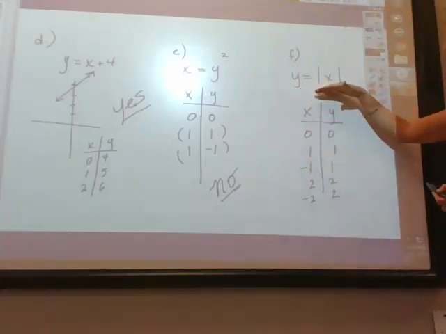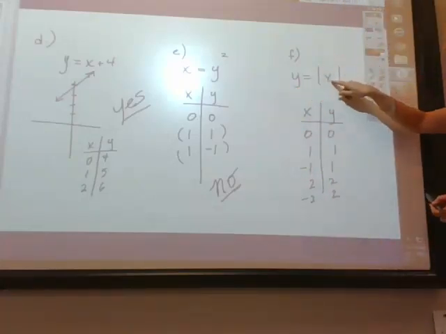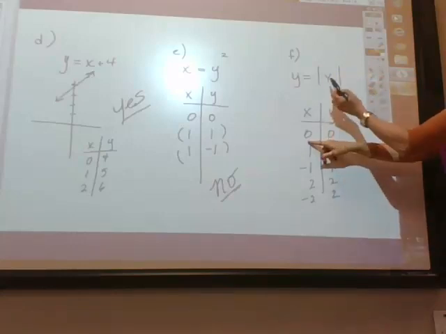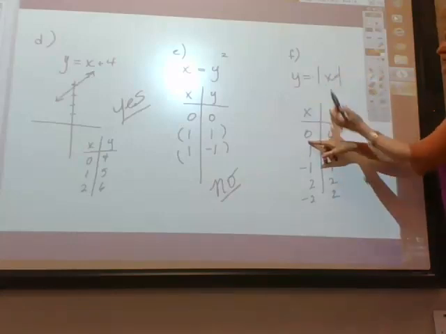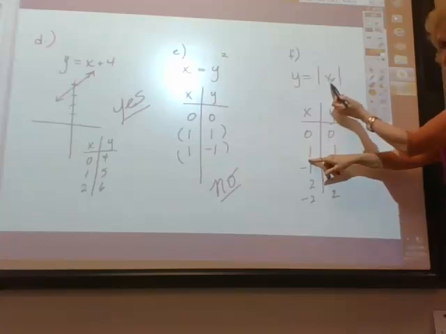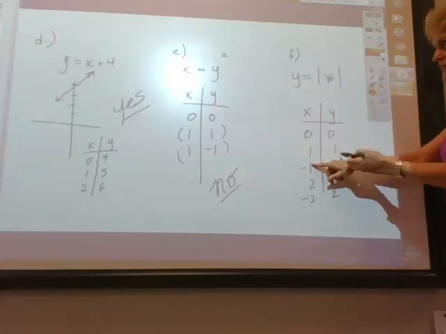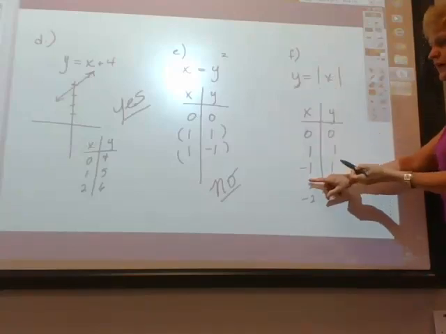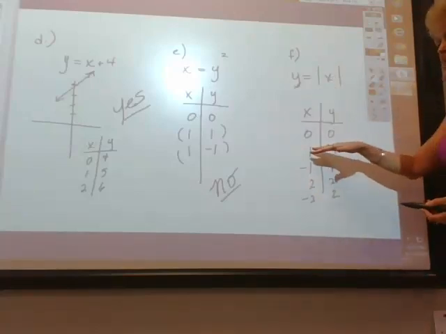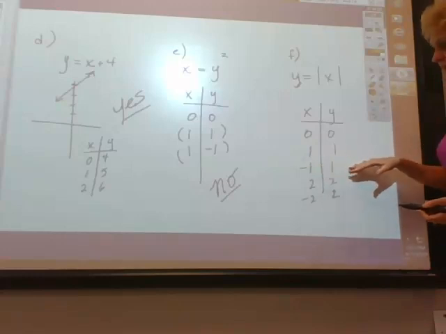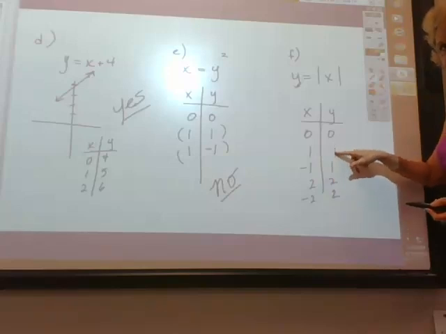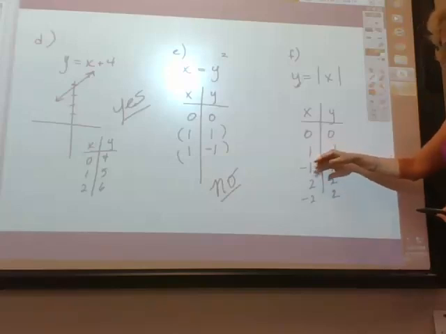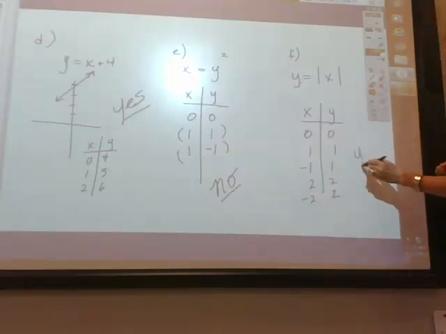This one, y equals the absolute value of x. I'm going to plug in values for x. 0, absolute value of 0, 0. If I plug in 1, the absolute value of 1 is 1. Plug in negative 1, absolute value is 1, and so forth. So here, every x is matched with its own y. Okay, two people can be the same height. This is legit, not the other way around. So this one is also a yes.